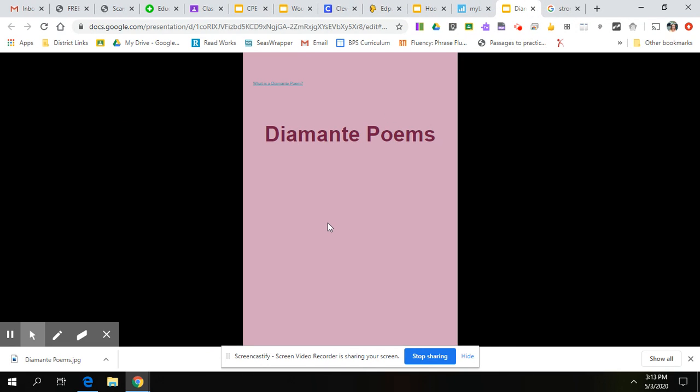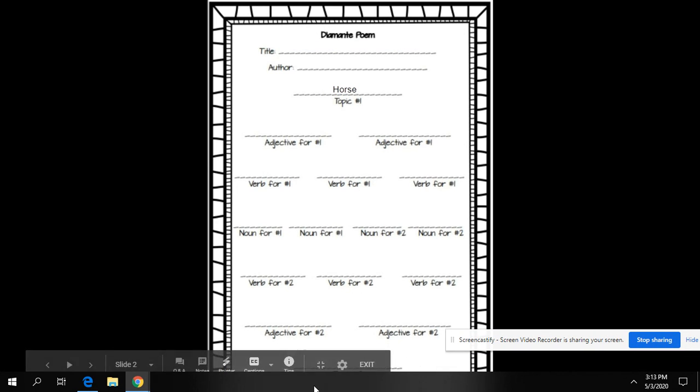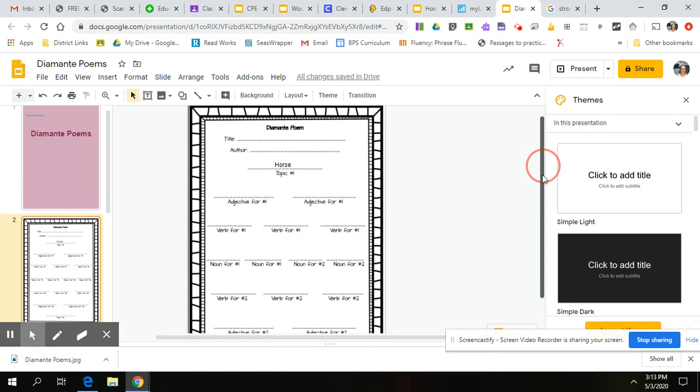Okay, boys and girls, so that was a basic overview of how you make a diamante poem. Today I'm going to show you my diamante poem that I'm going to create, and then on Wednesday you will get to pick your own topics and make your own. I had to get out of presentation view so I can work on it.